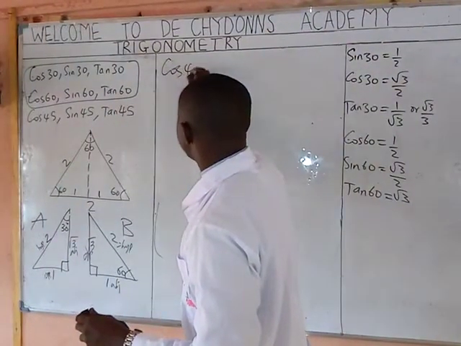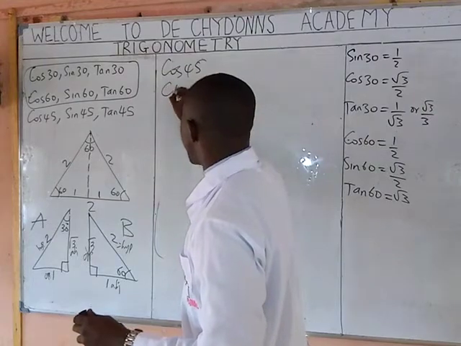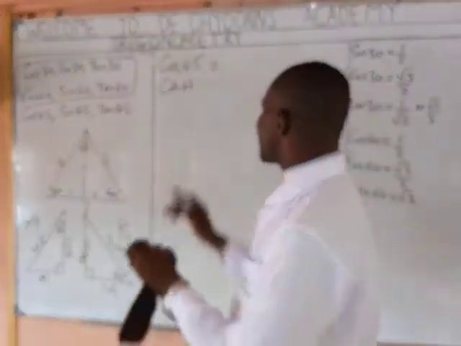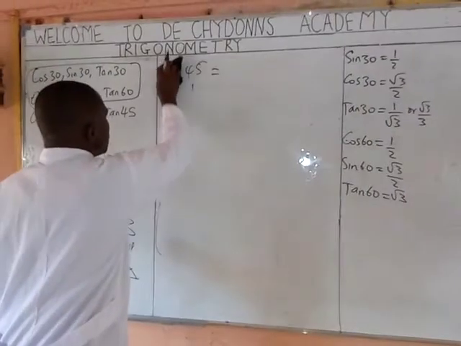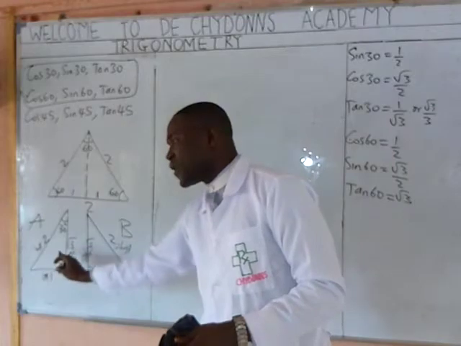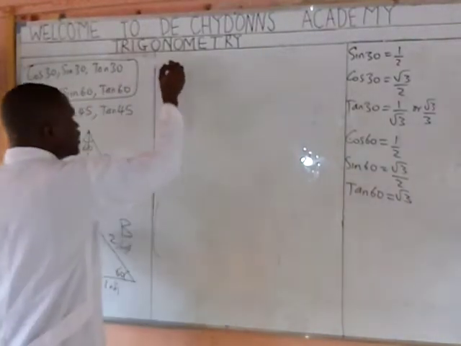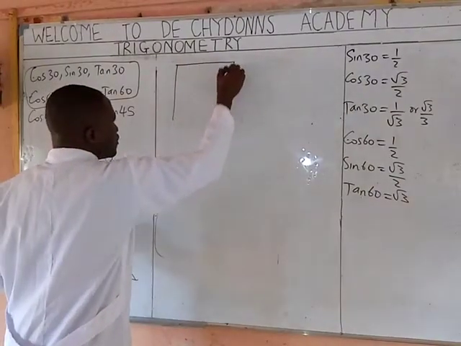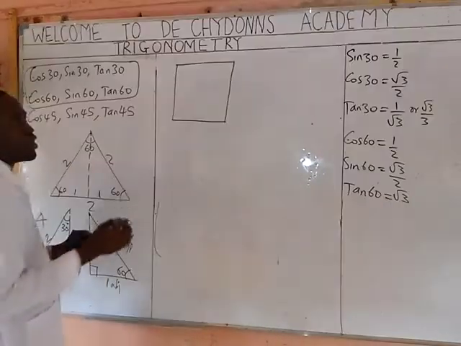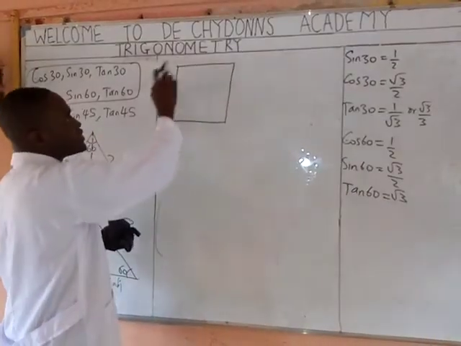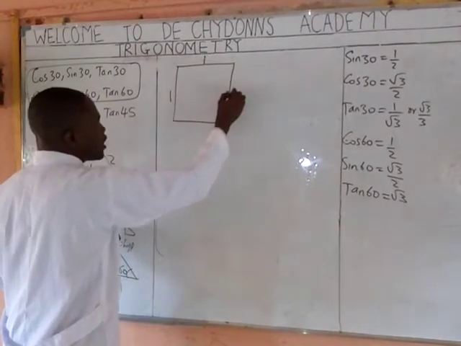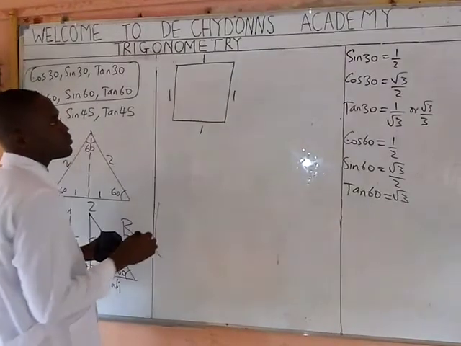How do we get cos 45? You can't get it from here, because there is no angle of 45 here. You go to a unit shape. One of the unit shapes we have is the square. When we talk about a unit shape, the four sides are equal: 1, 1, 1, 1.